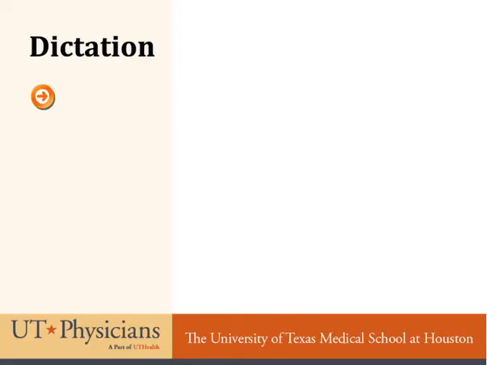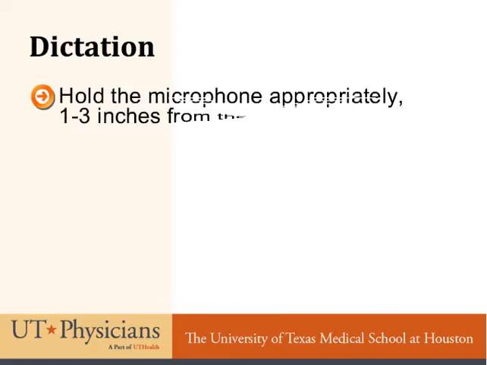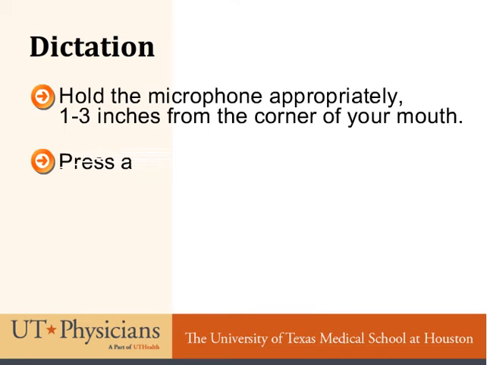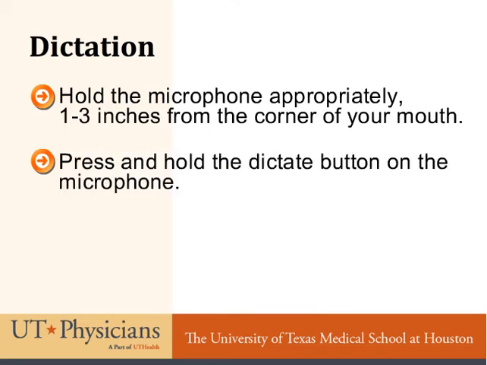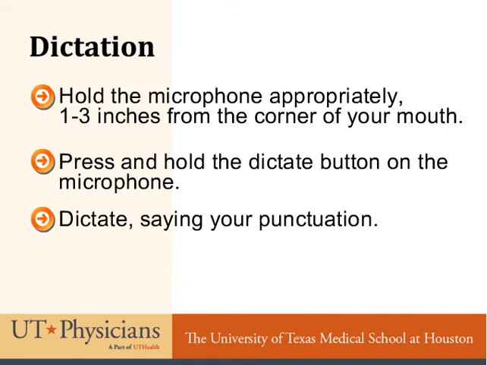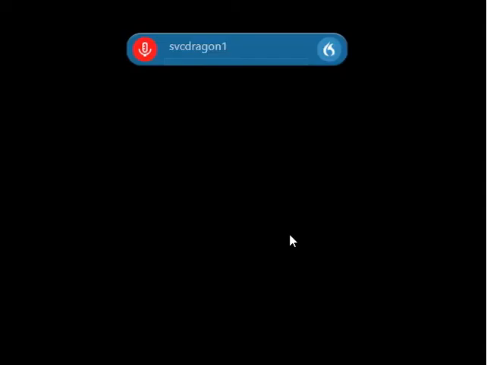Dictation. Remember, you want to hold the microphone appropriately, about 1 to 3 inches away from the corner of your mouth. Press and hold the Dictate button on the microphone, and when dictating, be sure to say your punctuation. I will dictate a script into the dictation box. I can say Show Dictation Box, or I can click the Show Hide Dictation button on the microphone.